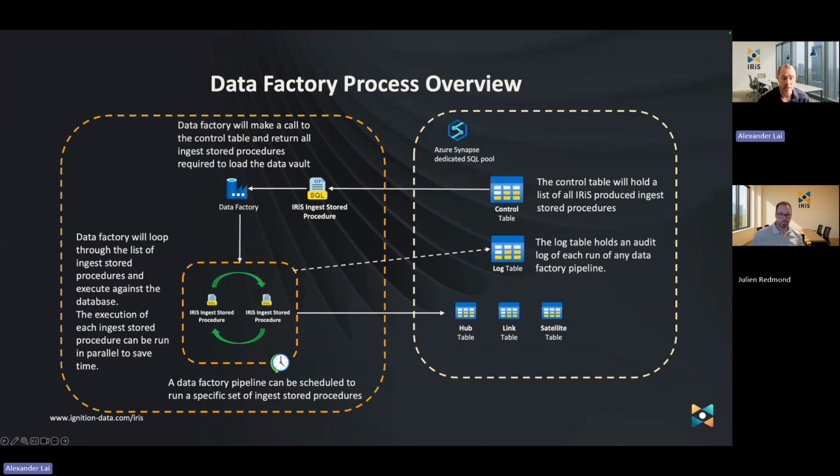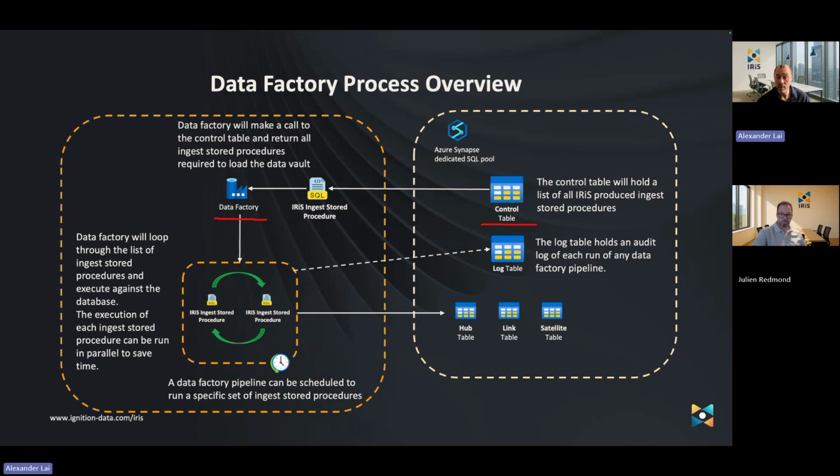So what we have, and you know what, I'm going to use a pen here. I'm going to start by talking to the control table. What we want to do is build out a repeatable process that's metadata driven. So we start off with a control table that holds all these IRiS ingest procedures. It lists them all, and it adds some extra data around maybe whether it's a raw vault or a business vault process. And we use Data Factory to orchestrate and execute a list of those procedures based on what's in our control table.